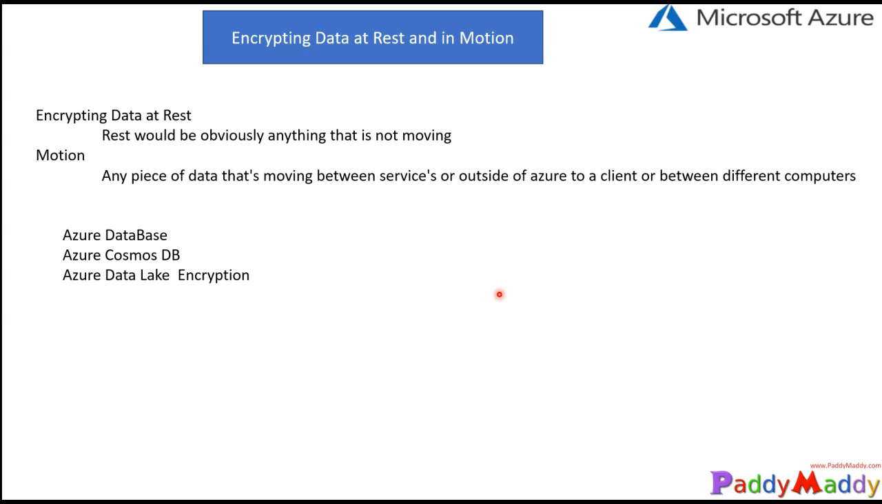Data at rest would obviously be anything that is not moving, right? Data in motion would be any piece of data that's moving between services within Azure or outside of Azure to a client or between different computers. So when we talk about encrypting data at rest, we are going to talk about the transparent data encryption method.